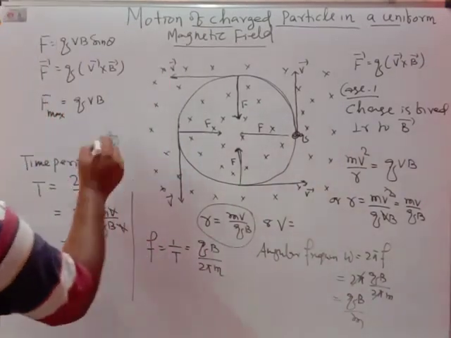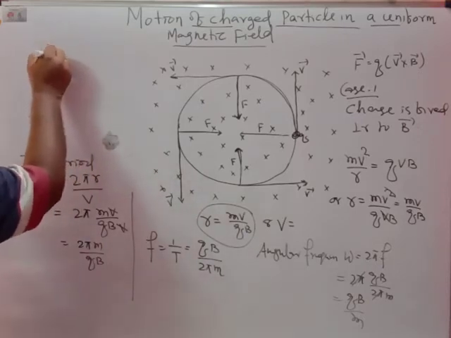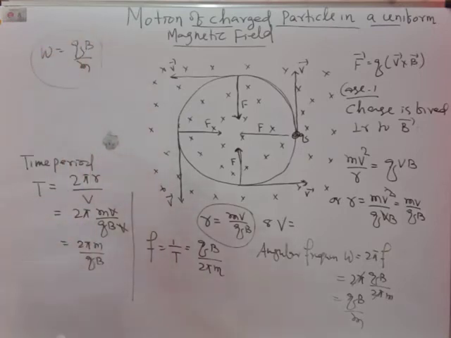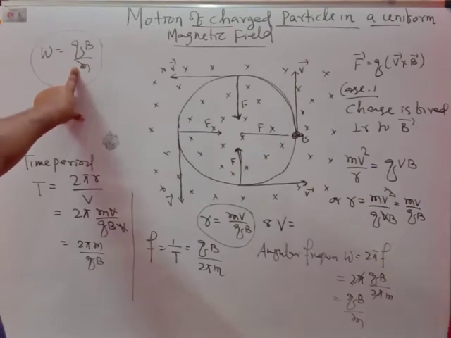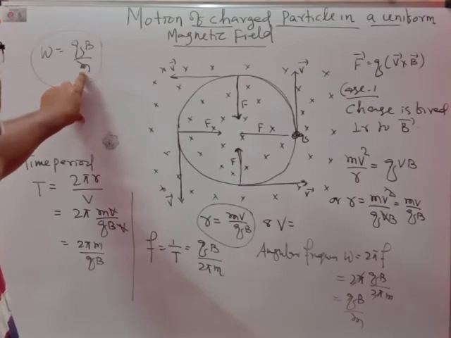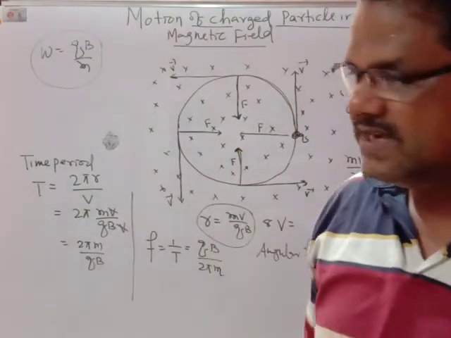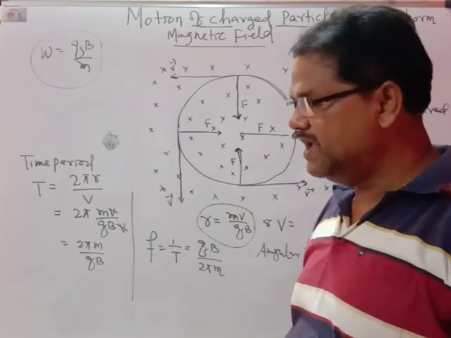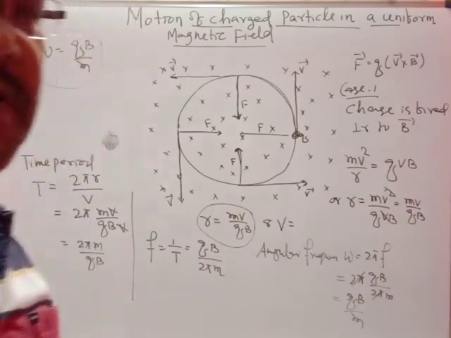It is a very interesting thing that the angular frequency equals qB by m. So the angular frequency of this rotational motion doesn't depend upon the speed of the charged particle, because it depends only upon the charge q, the magnetic field B, and the mass m. This is all about the expressions connected to the motion of a charged particle in a uniform magnetic field. Thank you.